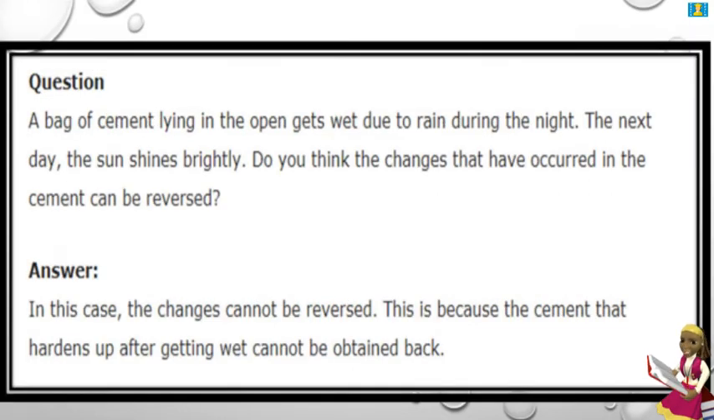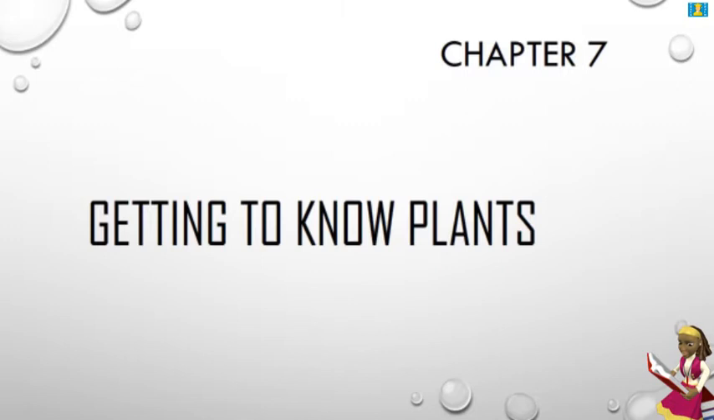A bag of cement lying in the open gets wet due to the rain during the night. The next day, the sun shines brightly. Do you think the changes that have occurred in the cement can be reversed? And the answer is, in this case, the changes cannot be reversed. This is because the cement that hardens after getting wet cannot be obtained back.